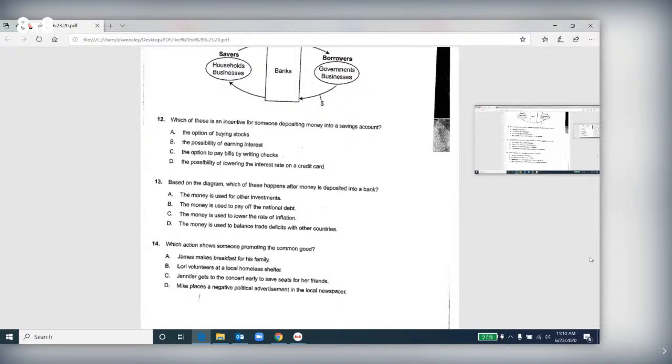A and C are nice things. James makes breakfast for his family, and Jennifer is reserving seats for her friends. Those are just small. And B would be the overall good. Lori volunteers at a local homeless shelter. That really affects everyone in the community, and that would be the best example of the common good. So the correct answer would be B.